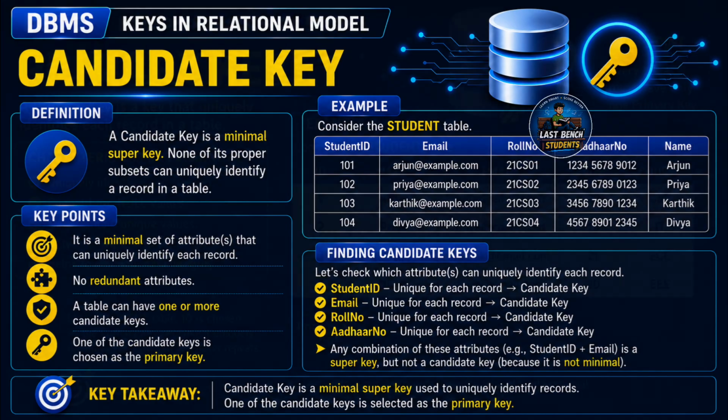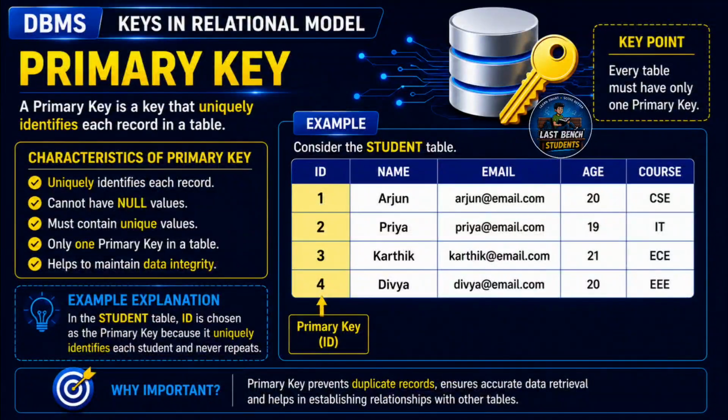A primary key is a key that uniquely identifies each record in a table. It must contain unique values and cannot have null values. Every table should have only one primary key.